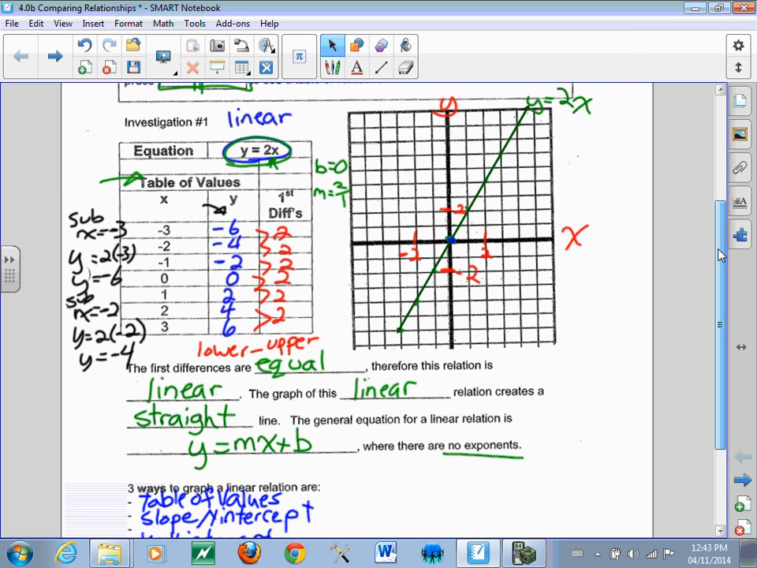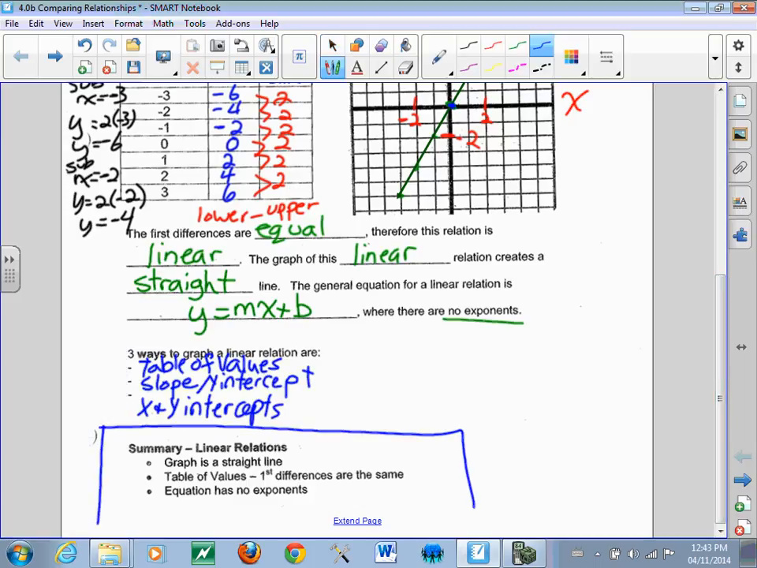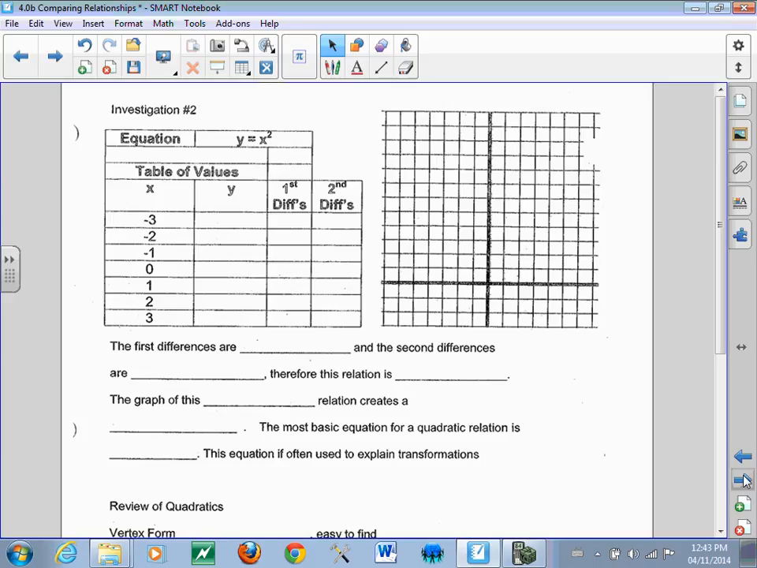Awesome. Now we're going to do a summary, and I'd like you to put these summaries in boxes and star them. This is your key things I want you to remember from this unit. And when we get to unit 5 and 6, probably more unit 6, we will be assessed on this, okay? So let's take a look. To summarize a linear relation, the graph is a straight line. The table of values, the first differences are the same. And the equation has no visible exponents.